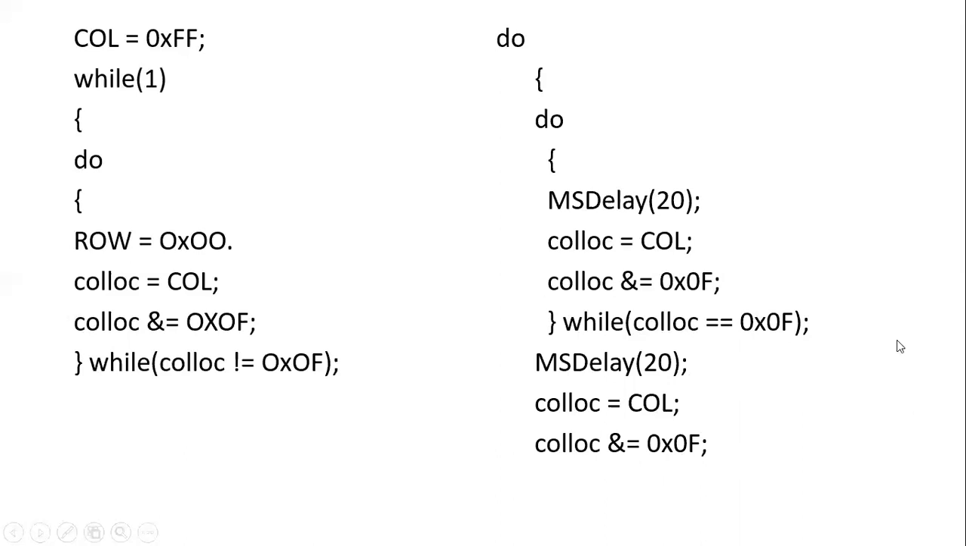After masking the bits, now suppose what is supposed to be the column value? It's supposed to be a different one. It should not be one. So it should be a different one. Let us check it with the while statement. If it is equal, that means the key press is still not there, then it will continue from the beginning. If it is not equal, then it will come out of the while loop.